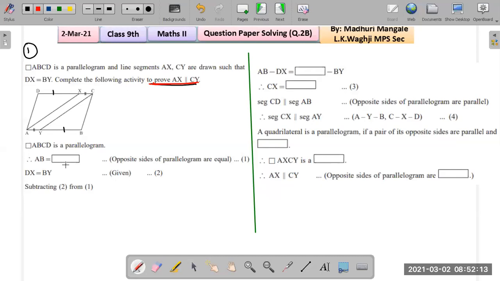AB equals to what? Opposite sides of parallelogram are equal. So if I highlight AB, we are given that ABCD is a parallelogram. So AB will be equal to which side? Just look at the reason. They have given the reason. Opposite sides of parallelogram are equal. So what is the opposite side to AB? Students, just check. This is such an easy question. First step is so easy. You can just look at the diagram. Opposite of this AB is DC. So here DC goes. Correct?